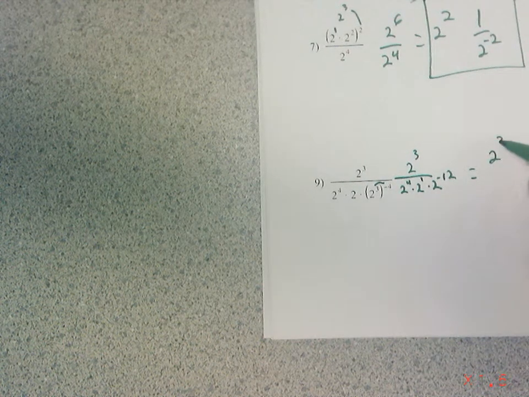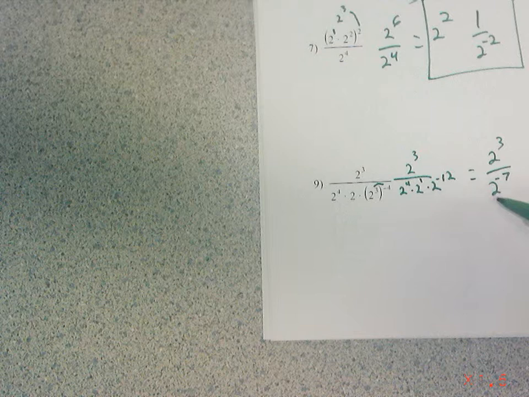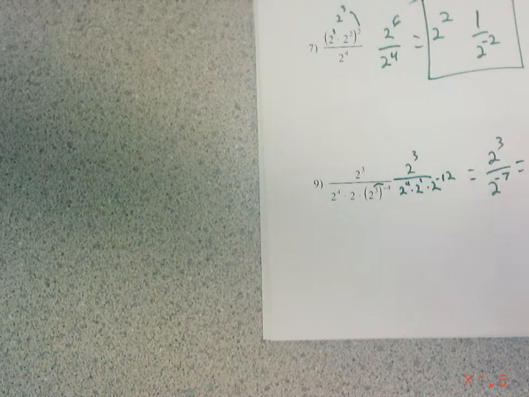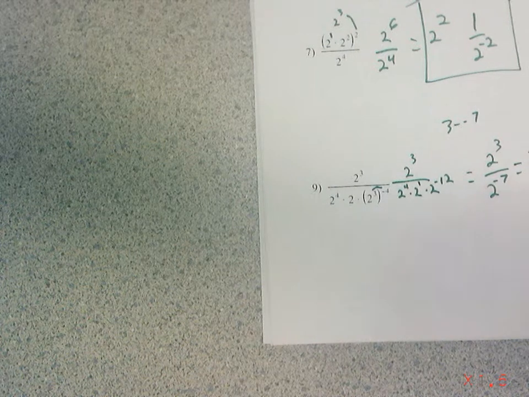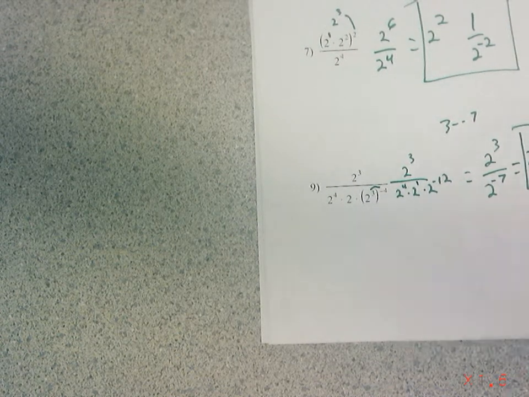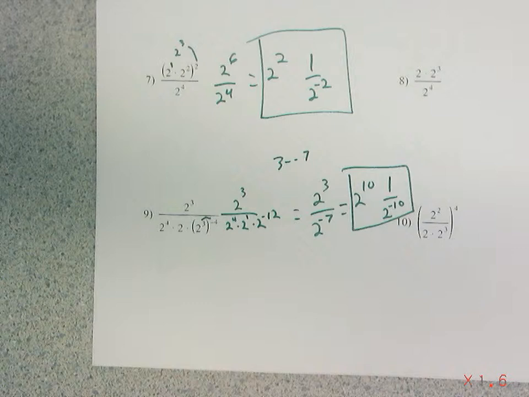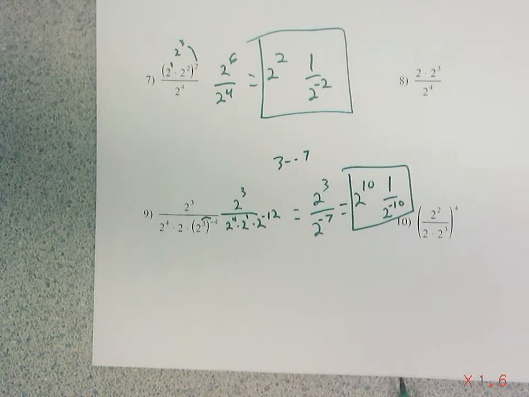So I have 2 to the third over 2 to the negative 7. And then the last step is to subtract. 3 minus a negative 7 would actually be like adding 7, right? 3 minus a negative 7 is like adding, so I would get 2 to the 10th power. And then for the negative exponent, it would be 1 over 2 to the negative 10 power. And that would be your answers. And that's pretty much all you're doing for power of powers.